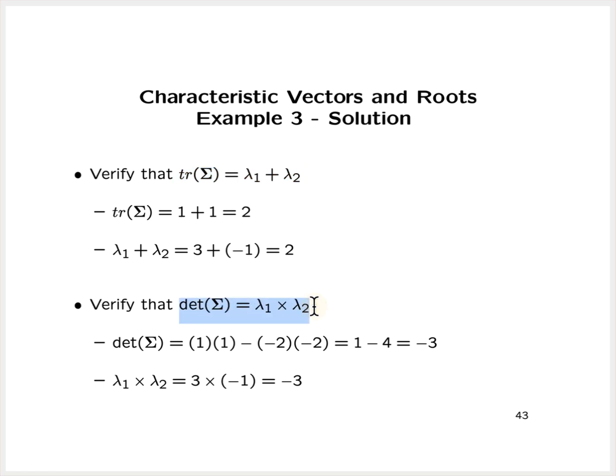If we then calculate the determinant and look to see whether that determinant is equal to the product of the characteristic roots, well, we said that the determinant was equal to negative 3 when we were first looking at it. The product of the characteristic roots, 3 times a negative 1, that is also negative 3. And so again, this property that the theorem said would hold does hold, as it should.